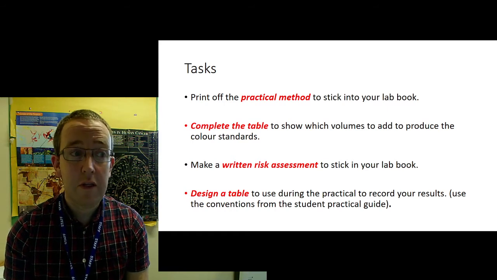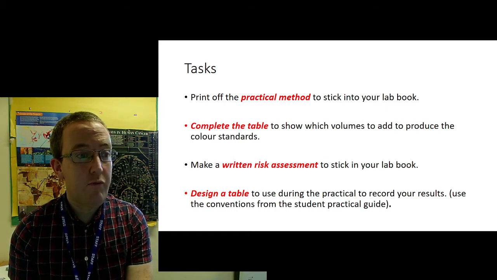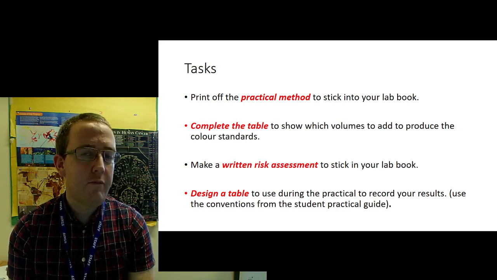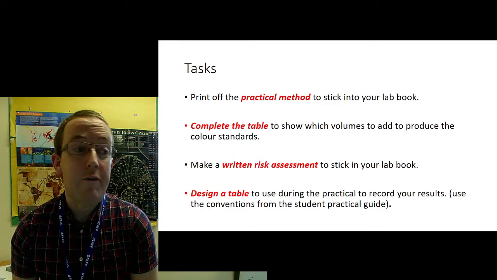So if you were doing this practical, how would you design a table for that? Okay, because that is a required practical skill as well. And obviously you should know how to draw a table now, but please refer to the conventions in the student practical guide if you are unsure.